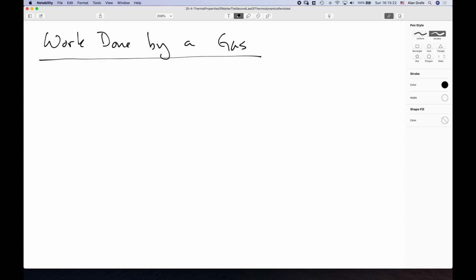As we go into revisiting the second law of thermodynamics, in order to properly think about efficiency, we're going to have to think a little bit about the work being done by a gas. So I'm starting here as a bit of a prelude. Let's just say we've got a cylinder, and let's lay it sideways so we don't have to think about gravity at all.